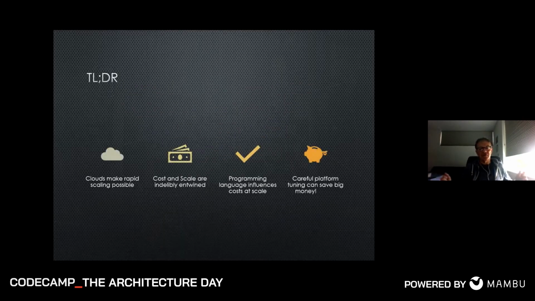So, quick overview of the talk in case you can't hang around. I'm sure most of you are now using clouds for your workloads and for your systems. And one of the reasons people use clouds is because they make rapid scaling possible. But of course, as you scale, you pay for the resources you use. So there's a link between cost and scale. And what I've done in this talk is I'll describe some of the effects that programming languages have on cost and scale, and also how platform tuning can save you quite considerable amounts of money if you're careful about it.